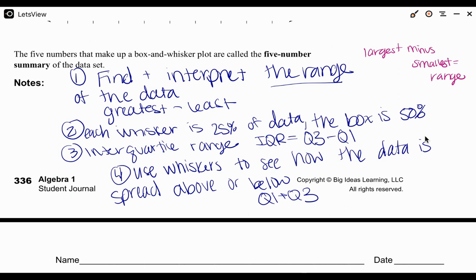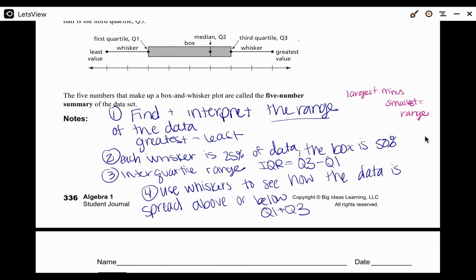Another thing it's going to ask you to do is describe the distribution of your data. Each whisker is 25% of your data. So here's 25%, here's 25%, and then your box is the 50%. So 25%, 25%, and this box creates 50% of your data. Okay. The interquartile range, abbreviated as IQR: you take your quartile number 3 minus your quartile number 1.